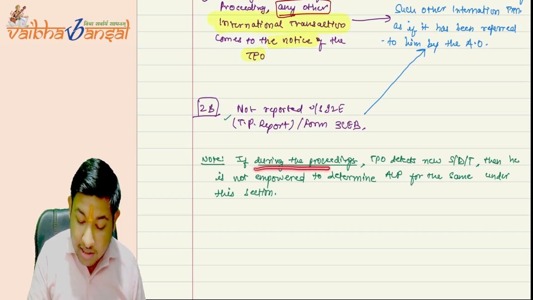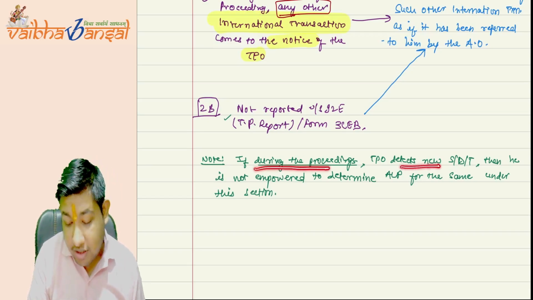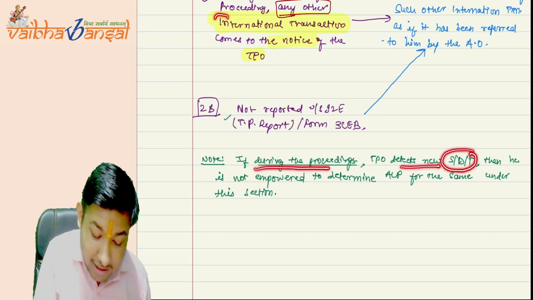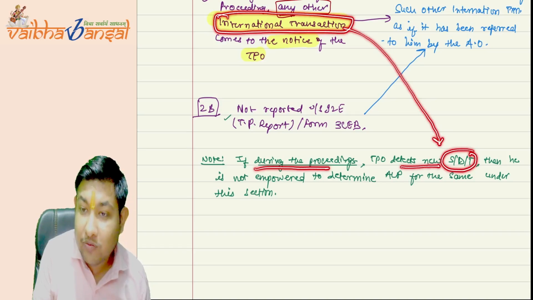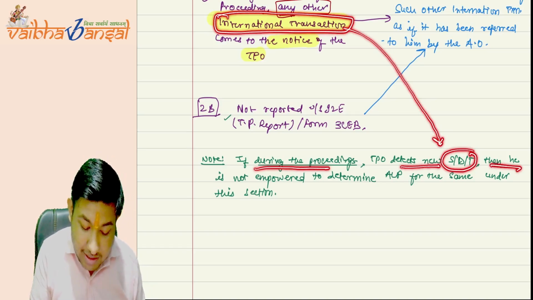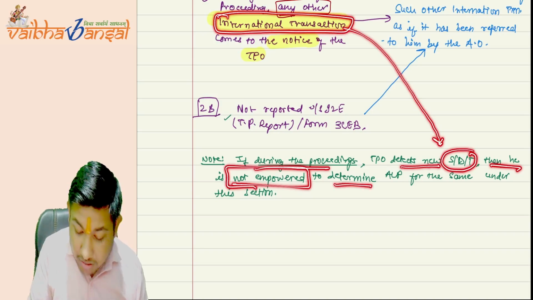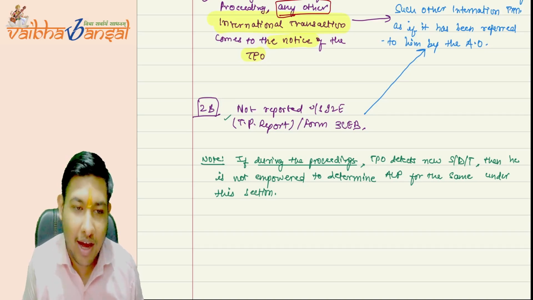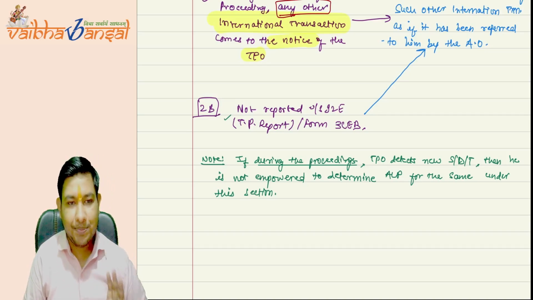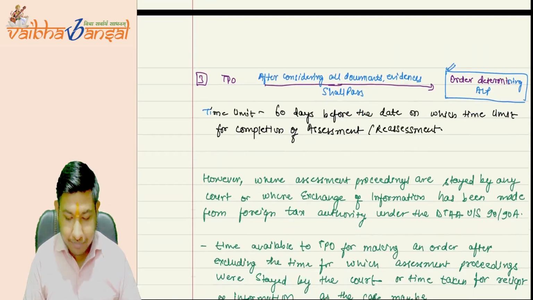If during the processing the TPO detects an SDT, what I've said is for the international transaction. If he detects any specified domestic transaction, then he is not empowered to determine the ALP of the same under this section. I hope it is very much clear to you all.